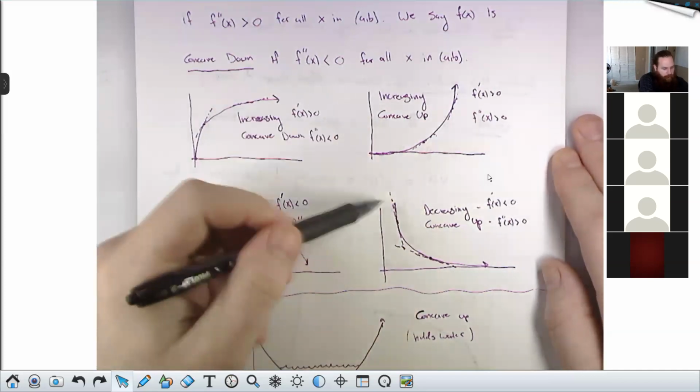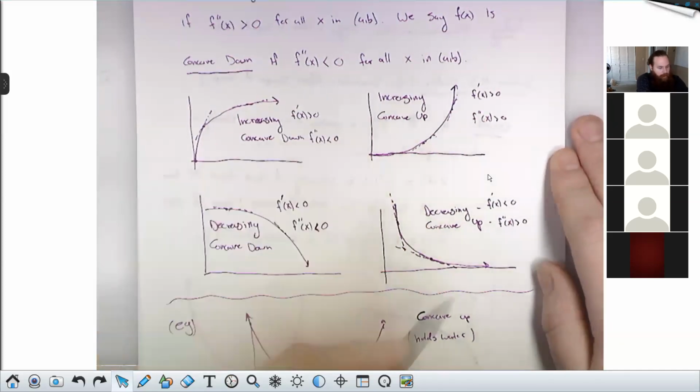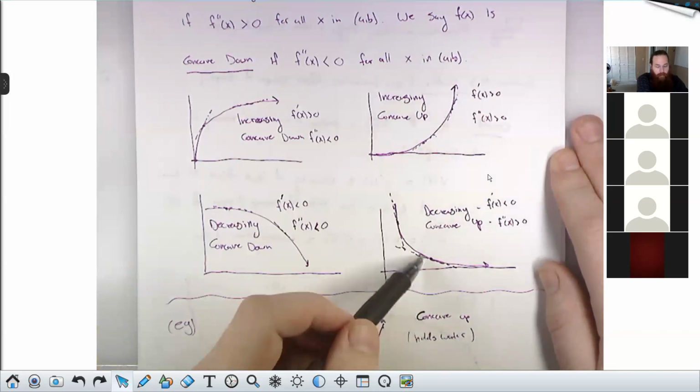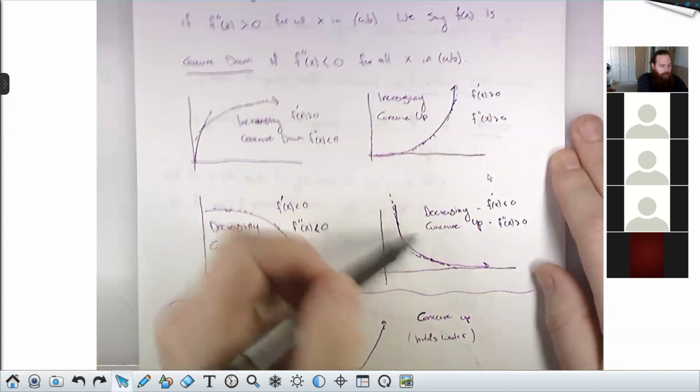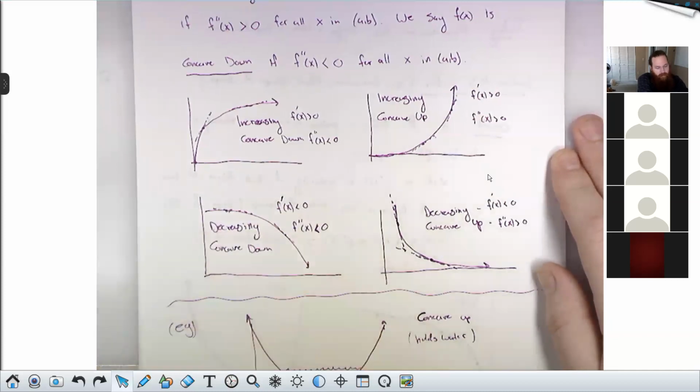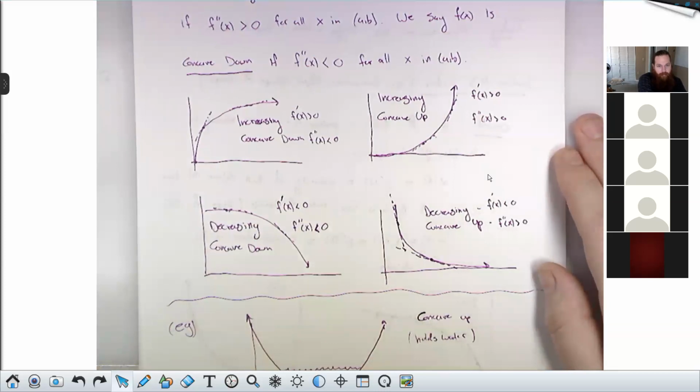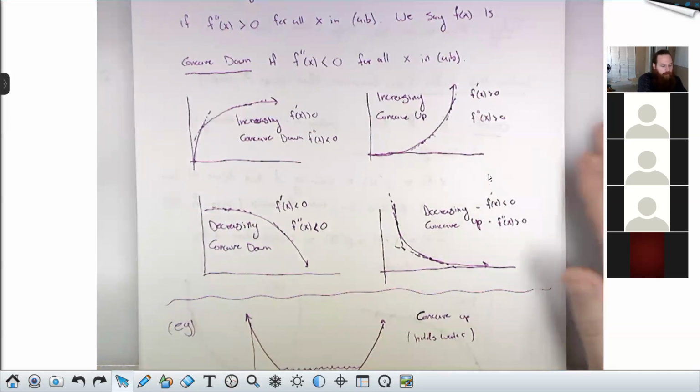So here, f prime is maybe -10. Here, f prime is maybe -1. And -1 is bigger than -10. So f prime is increasing, which means f double prime has to be positive. So remember, concave up means as you go from left to right, the slopes of the tangent lines are increasing.